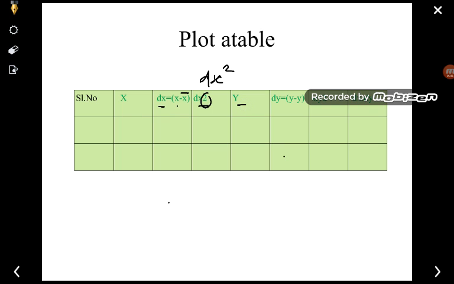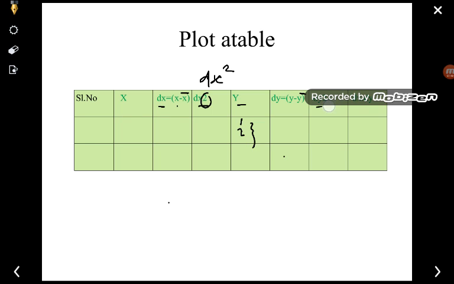Similarly, for the y variables, we have to put all the y variables over here, placed somewhere here. Then we have to find out the dy. How to find out the dy? The deviation from the y, that is y minus y bar. Y bar is the mean of the y variables. Whatever variables are given there, we first add all these variables and divide by the number of observations, then we will get the mean. So we find the dy by means of y minus y bar.